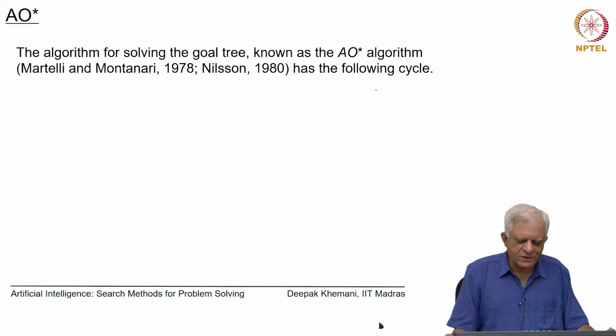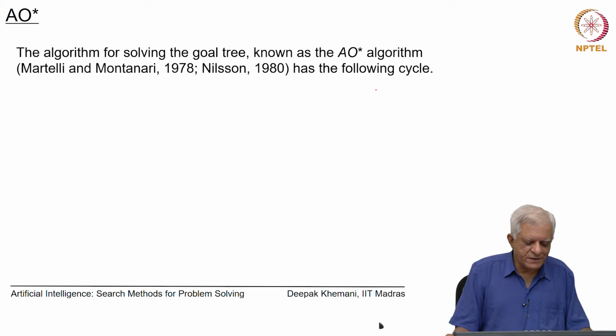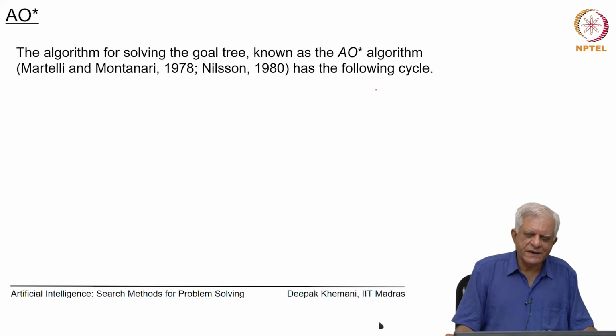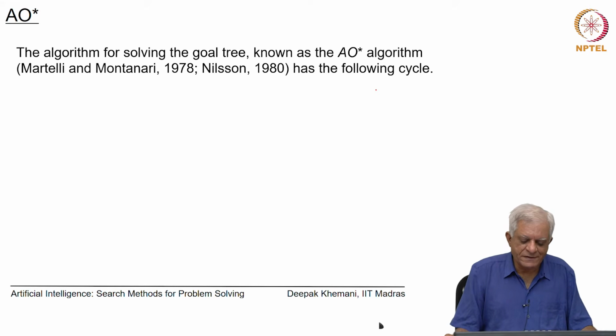for this algorithm called AO star, and for the record it was invented by Martelli and Montanari in 1978, also mentioned by Nilsson, who was at Stanford, one of the pioneers in AI, and one of the first textbooks that I studied and many people studied was written by Nilsson.